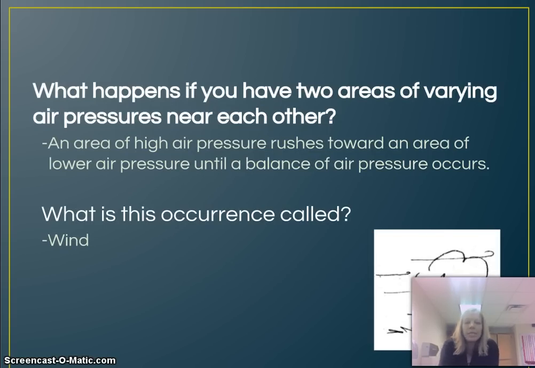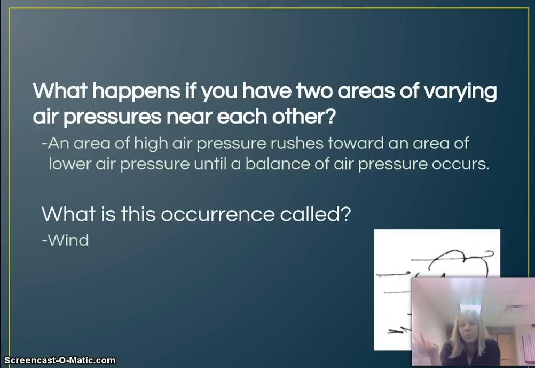Now, what happens if you have two areas of varying air pressures near each other? An area of high pressure rushes toward an area of lower pressure until a balance of air pressure occurs. So basically, what does this cause? It causes wind. So around us in the troposphere, we often have varying areas of air pressure.